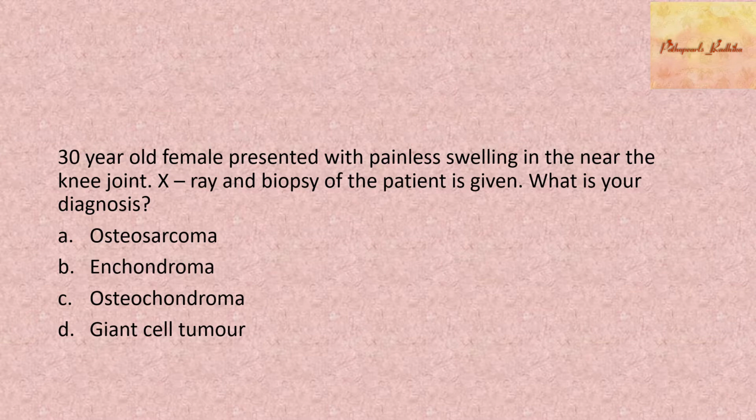So today we are going to see a clinical scenario based question. The question is, a 30-year-old female presented with painless swelling near the knee joint. X-ray and biopsy of the patient is given. What's your diagnosis? Osteosarcoma, enchondroma, osteochondroma, giant cell tumor. And this is the X-ray and the histology image.